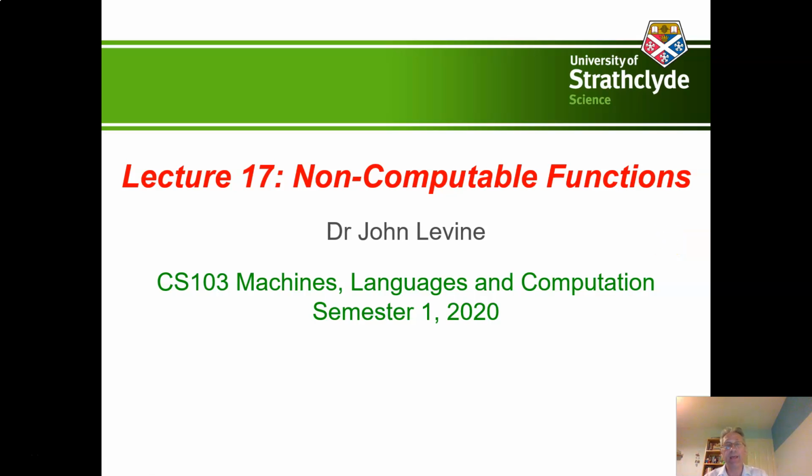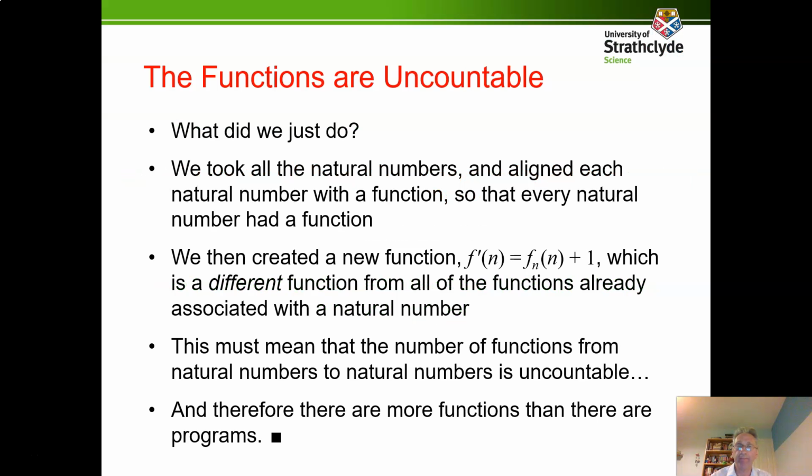So we're almost there now. We just need to wrap up our argument here. What did we actually just do? We took all the natural numbers, so that's the non-negative integers, 0, 1, 2, 3, 4, and we aligned each of those natural numbers with a function, a mathematical function, inputs to output, so that every natural number had a different function aligned with it.